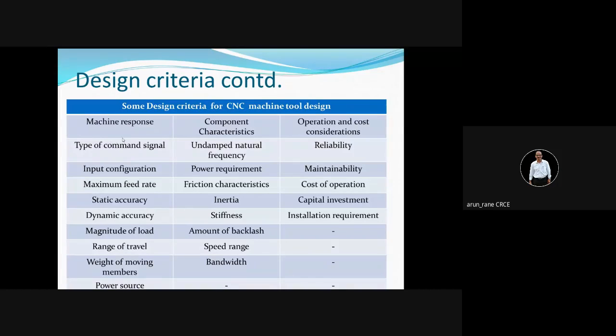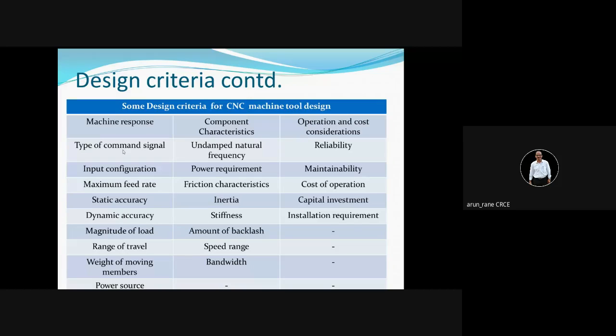Hello, these are some design criteria for CNC machine tools. Machine response should be very fast. Then component characteristics, that is the individual components from which your machine is made. Then you have to also consider operation and cost. Cost should be minimum and operation should be easy. The operator should be able to operate the machine. The machine should be reliable.